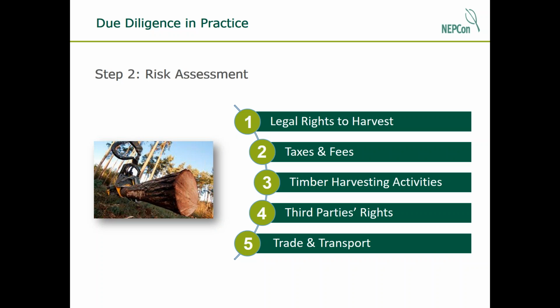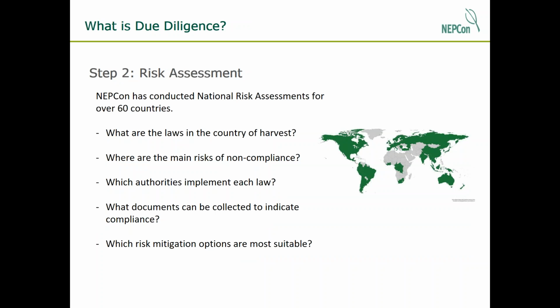Fourth is third-party rights. That relates to usually local and indigenous peoples. Were there any laws in place in that country to give access and use rights to local people? And then 5th is trade and transport. Were all the transport permits that were legally required in that country of harvest applied for and in place for the transport of those products onwards from the forest? So there are 5 broad types of category of law that we're looking at in each country. But as we've said, the specific laws in different countries will vary quite widely.